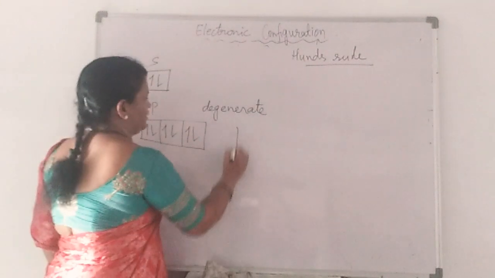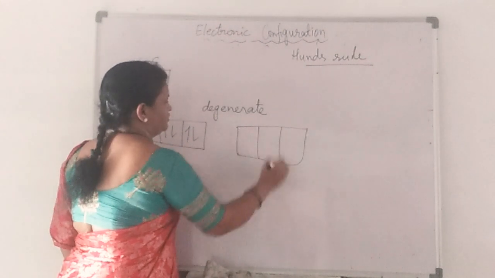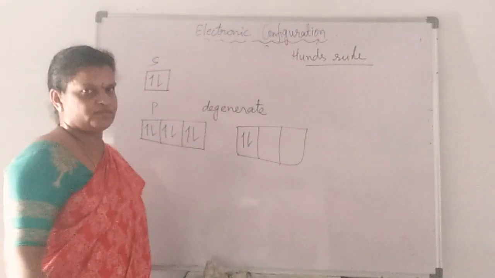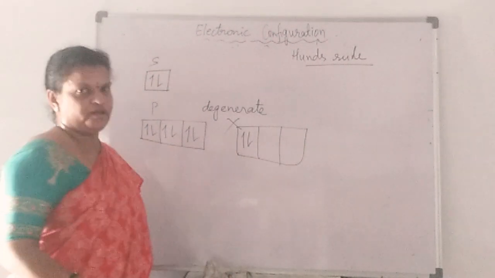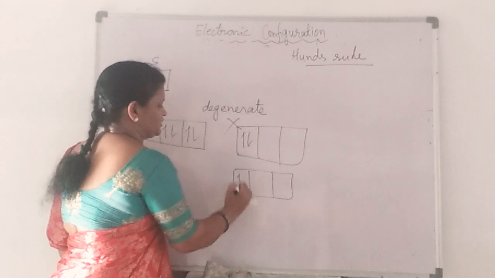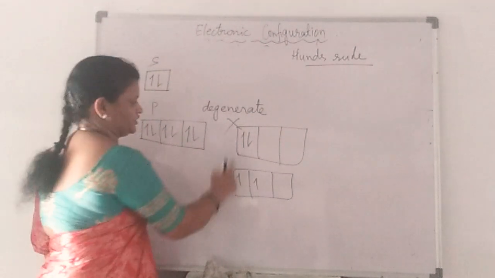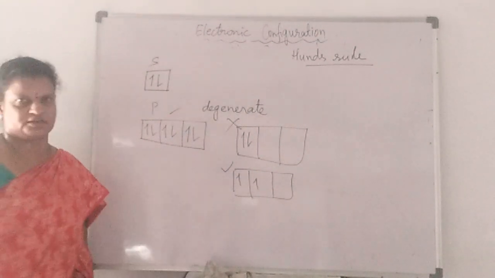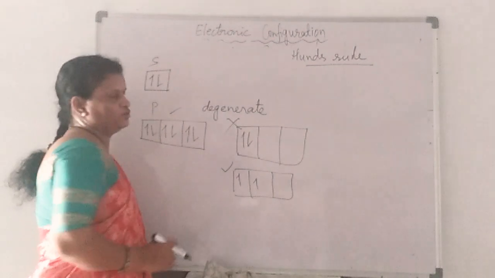But not like this. If you want to write the second electron like this only, here it's not correct. This method is not correct. If you want to write the second electron, what do we have to do here? In these 3 orbitals, first, second. But not first and second in the same orbital like this. This is the wrong method, this is correct, and this also is correct. Right? So this is Hund's rule.